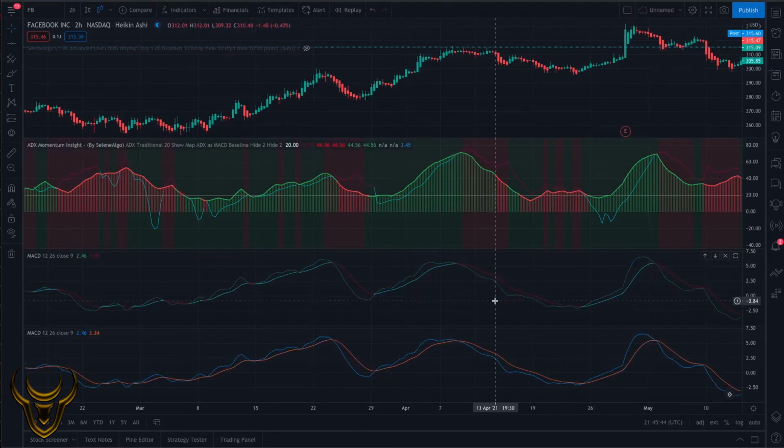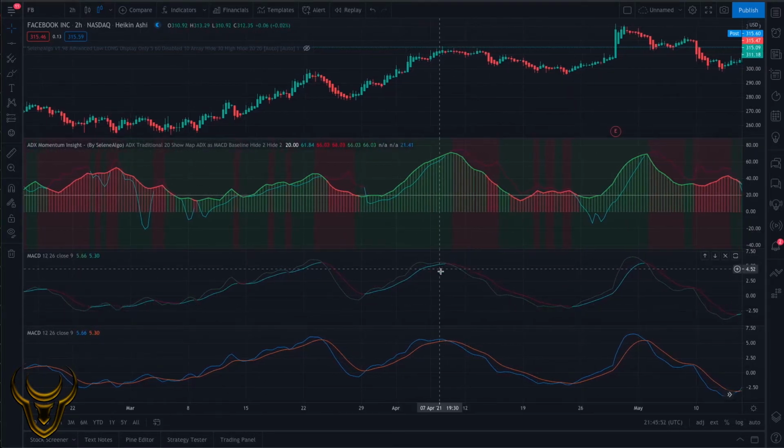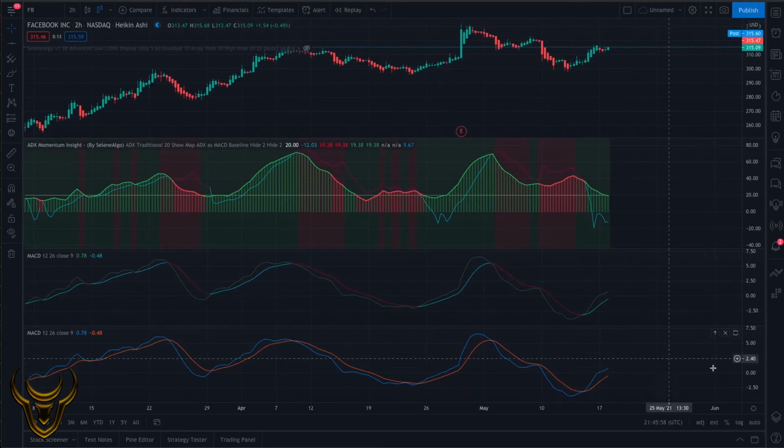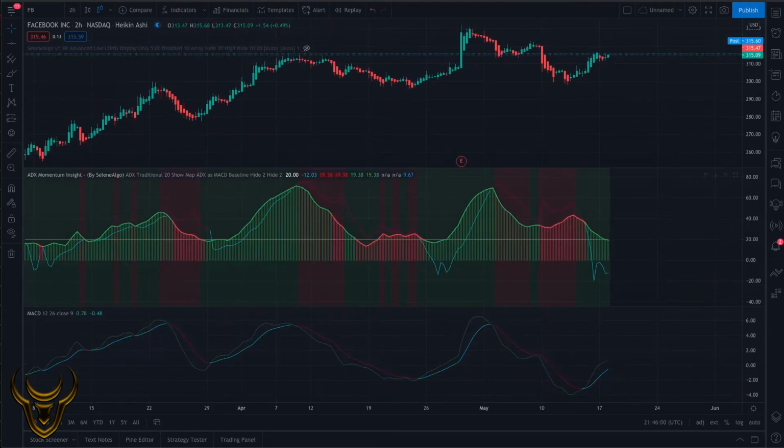Alright, so this should be a lot easier just to interpret what's happening. Color coordinated the same way as it is on the ADX Momentum Indicator. Obviously, you see whenever it crosses bullish or bearish, you're getting that aqua or maroon. So it makes it a little bit easier to interpret. Alright, let me switch over really quick.